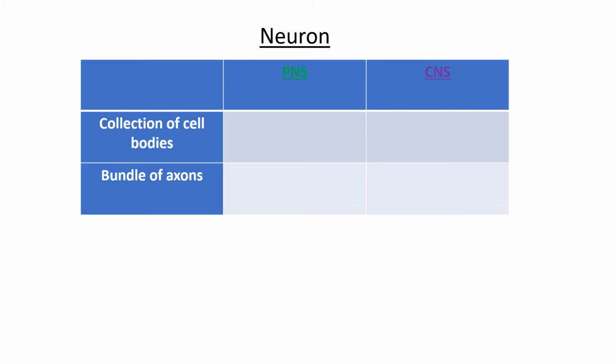For example, collection of cell bodies in the central nervous system is referred to as nucleus, whereas collection of cell bodies in the peripheral nervous system is referred to as ganglion. A bundle of axons in the central nervous system is called tract, whereas bundle of axons in the peripheral nervous system is called a nerve.